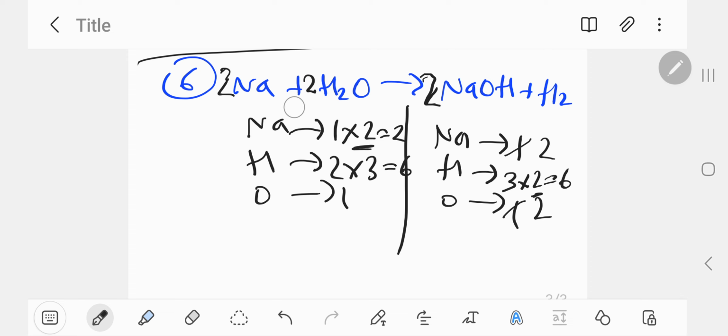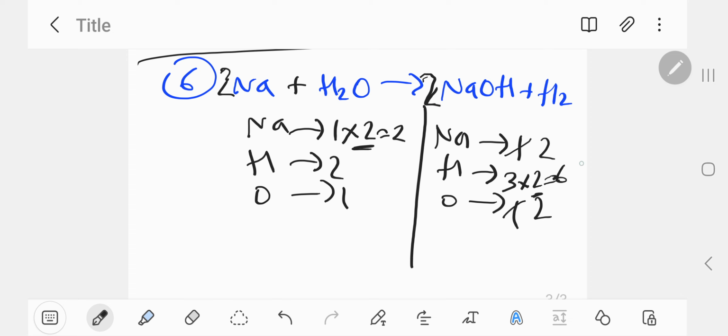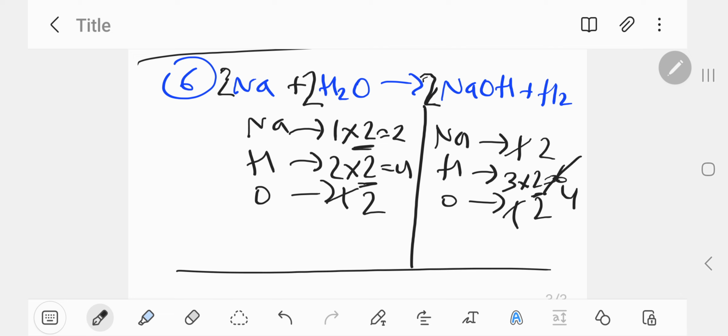Apologies. Let me go back a step. There's now 4 hydrogen here, because putting a 2 out the front here, you get 2 plus 2, that's 4. Let's turn this into a 4 by timesing by 2. Put the 2 out the front, and now the oxygen is 2 as well. So it's a bit fiddly.